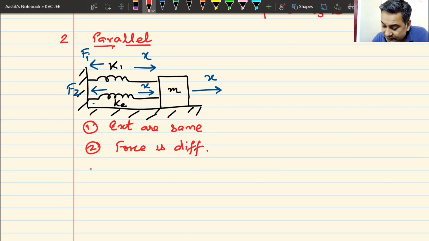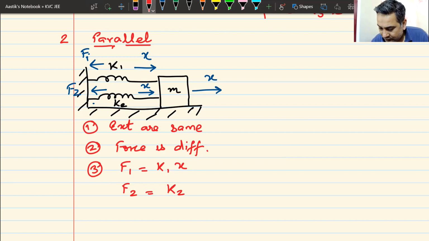Now let us look at the formula for this. Forces are different. F1 will be equal to K1 into X. X is the same. F2 will be equal to K2 into X. So far, so good. Do we understand this? I'm trying to cover each and everything that you need to know about springs. Whether it is useful in this chapter or in some other chapter, doesn't matter. If it is spring, you must know everything about spring. I hope you are noting it down together with me. So F1 will be equal to K1 into X. F2 will be equal to K2 into X.